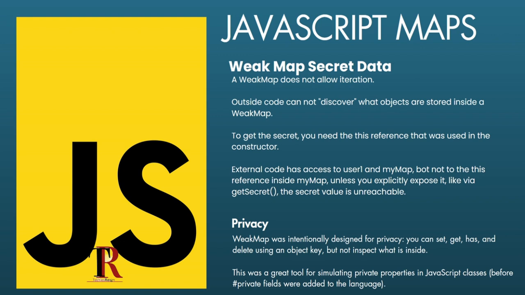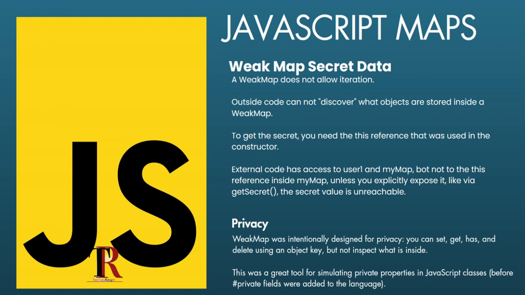So you can set, you can get, you can use the has method and delete method using an object key, but not inspect what is inside. Even with external code, you cannot access what is inside a WeakMap unless you publicly expose it. Because WeakMap was intentionally designed for privacy, you can set, get, has, and delete using an object key, but not inspect what is inside.